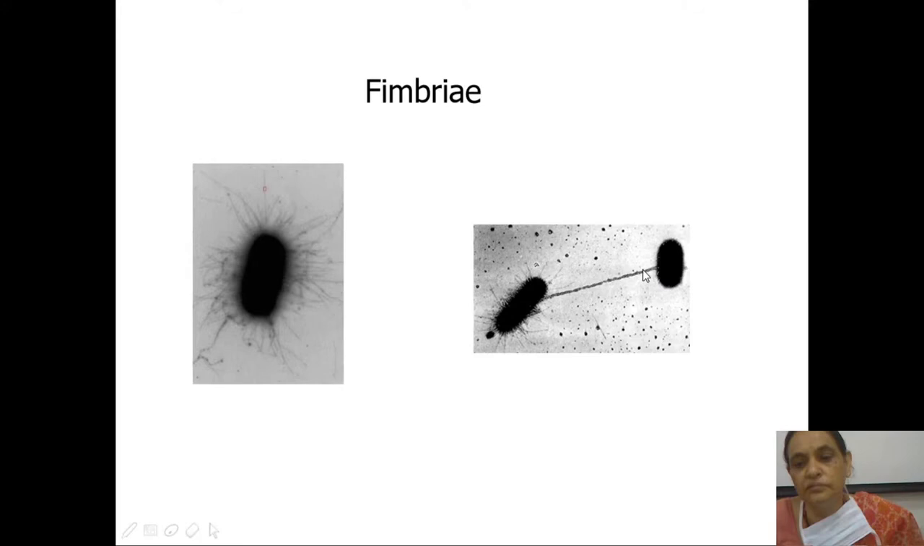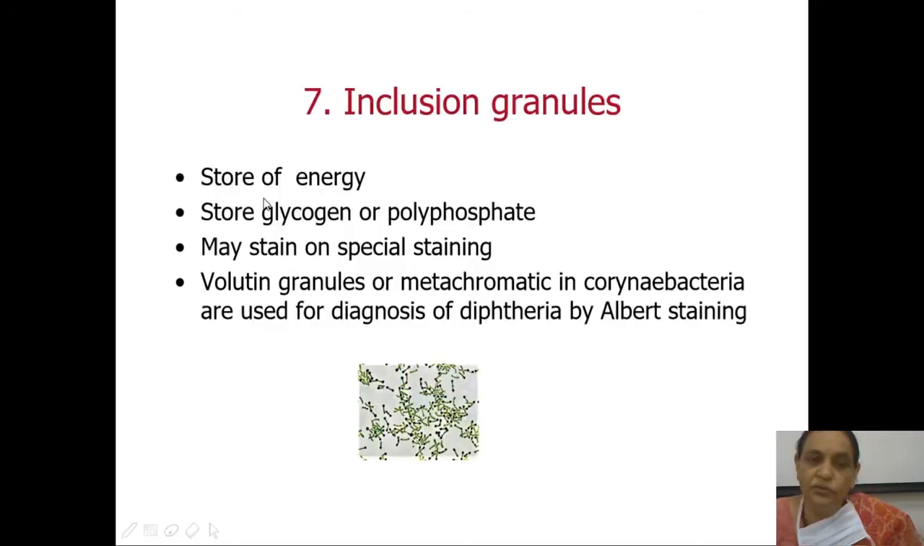Then I told you about inclusion granules, which are present in the cytoplasm. They are stored for energy. They can store glycogen, polyphosphates, but they stain on special staining, which we use for diagnosis. And one most common diagnosis is for diphtheria, where you see metachromatic granules, these dots, or volutin granules they are called. Metachromatic because they take a different color from the stain that we use. It is by Albert stain. So you have seen Gram stain. Another stain is the Albert stain. Again, when we come to diphtheria, we will discuss more about that.